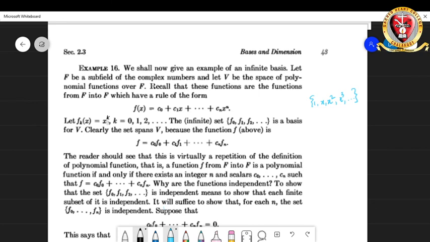So that is for today's video lecture, and in the next video lectures we will see theorems and some propositions related to basis and dimension. Please go through the section rigorously and try to solve the exercises related to it in the section. So thank you.